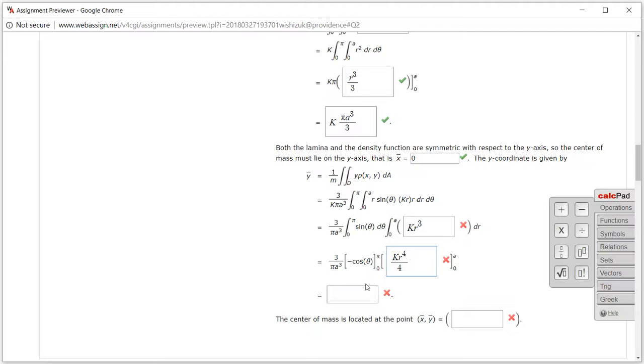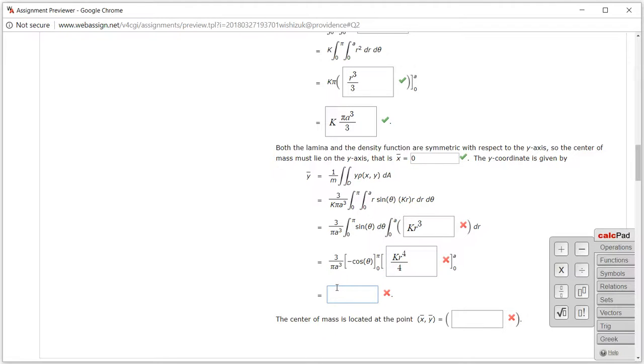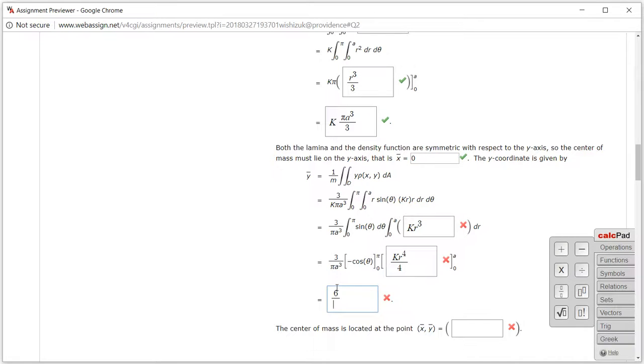So what do we get here? If you plug in pi, cosine of pi is negative 1, so it's going to be positive 1, minus negative cosine of 0, which is positive 1. So it's going to be 1 plus 1, which is 2. The denominator is 2 times 3, so I'm going to put the 6 over, and then you have a pi and a cubed.